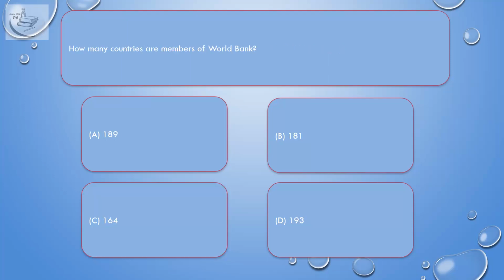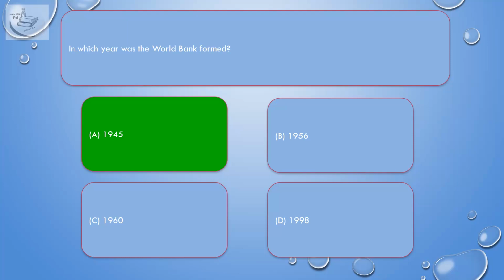Question: how many countries are members of World Bank? A. 189, B. 181, C. 164, D. 193. Correct answer is A. 189. Question: in which year was the World Bank formed? A. 1945, B. 1956, C. 1960, D. 1998. Correct answer is A. 1945.